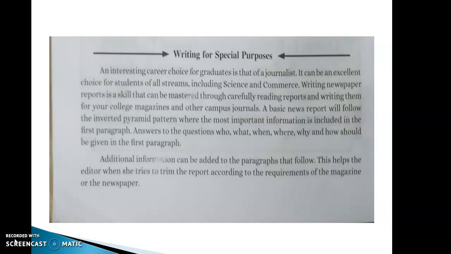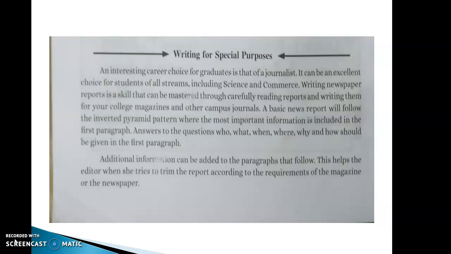Answers to the questions who, what, when, where, why and how should be given in the first paragraph. So what is written in the first paragraph? It consists of answers to the questions who, what, when, where, why and how. Additional information can be added to the paragraphs that follow. And where is the additional information provided? The additional information is provided in the paragraphs that follow the first paragraph.